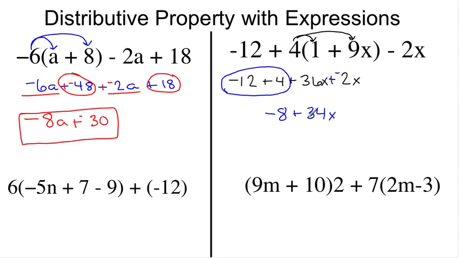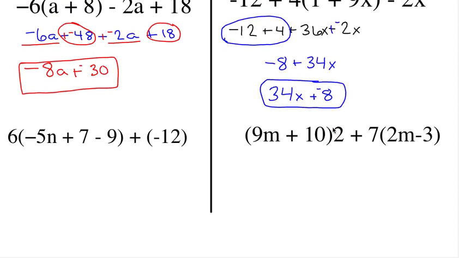I could leave my answer like this, or I can change it so I have the 34x up front and the negative 8 in back. I could do plus a negative if I wanted to, but either way, that would be it. I'm going to show you 2 more, and then I'll give you 2 problems to try on your own.